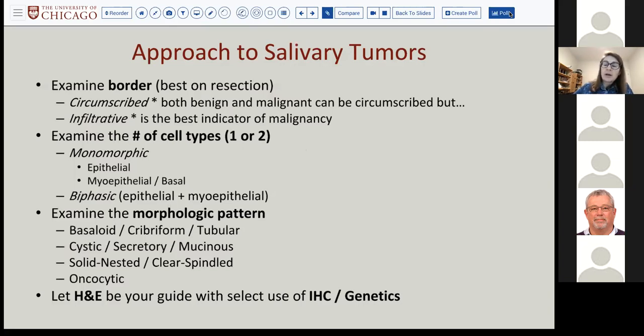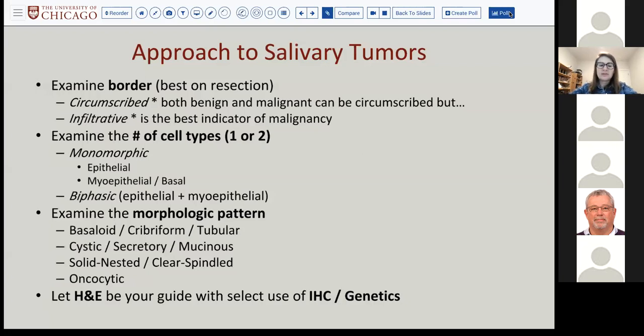I like to examine the number of cell types, whether that be generally 1 or 2. So, formally, monomorphic, quote unquote, adenoma, right? Monomorphic salivary gland tumors can be composed of purely epithelial cells, or for example, purely myoepithelial or basal cells. And then there are the biphasic tumors that are composed generally of both epithelial and myoepithelial or basal cells. And we'll see these examples as we go through.